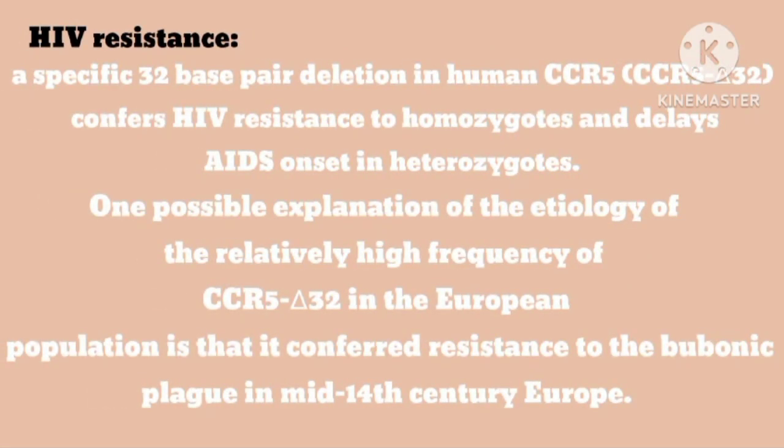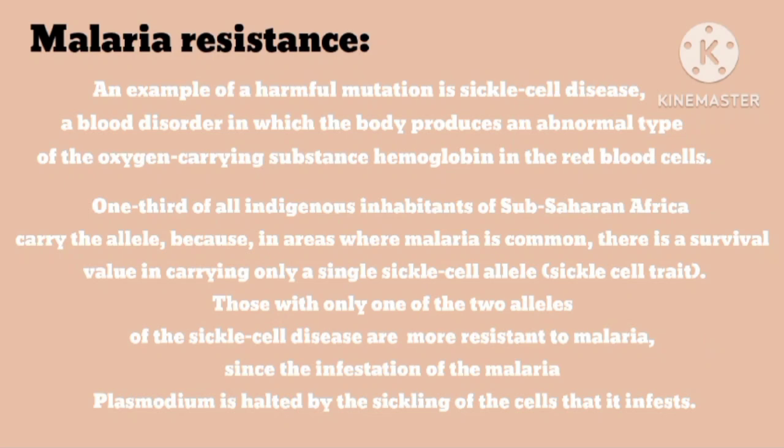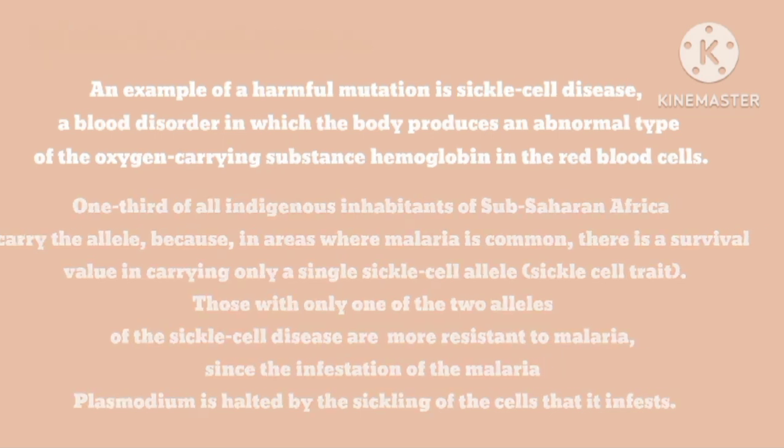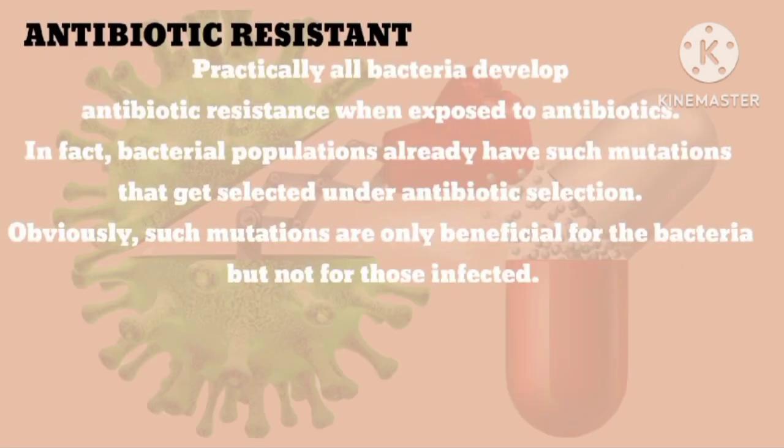Now, having a mutation of any kind is not only bad; it can also have some advantages, like HIV resistance. Also, a person can be malaria resistant in a person having sickle cell anemia or the sickle cell trait. It happens majorly in sub-Saharan Africa. I've written it here. There are also people who are antibiotic resistant.